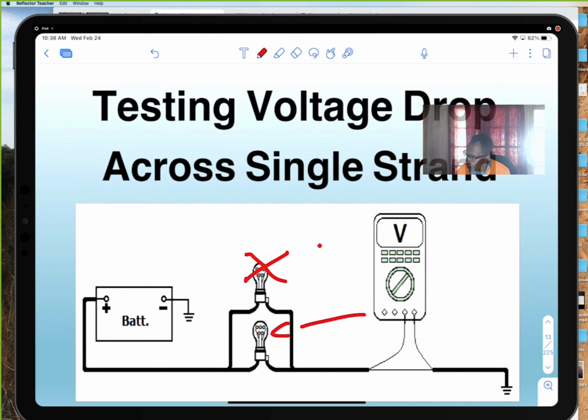And remember, in a parallel circuit, there's more than one path to ground. You have this way, the Benjamin Franklin way, positive and negative, and you got this way. Got more than one path to ground.